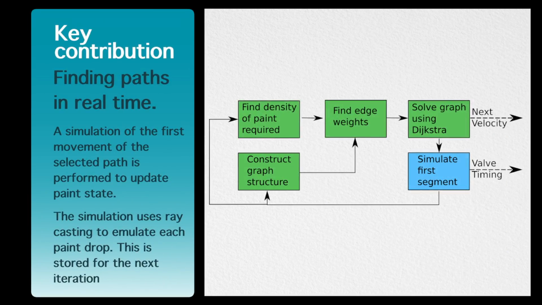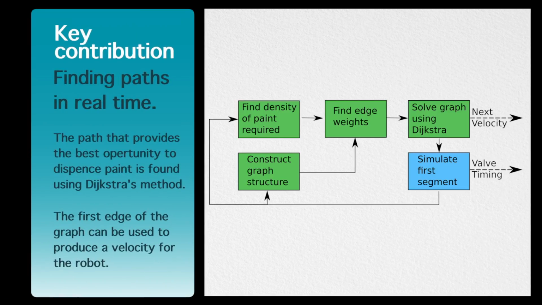The weights for the graph are calculated from the required paint map. If this calculated flux for a line segment does not overdose the geometry at this location, it is given a score proportional to the paint required at this location. The directed acyclic graph is now solved with Dijkstra's method. This finds a path that is most likely to provide a fruitful opportunity for the nozzle to place paint in the target location. Only the first line segment is converted to a motor command for the robot.